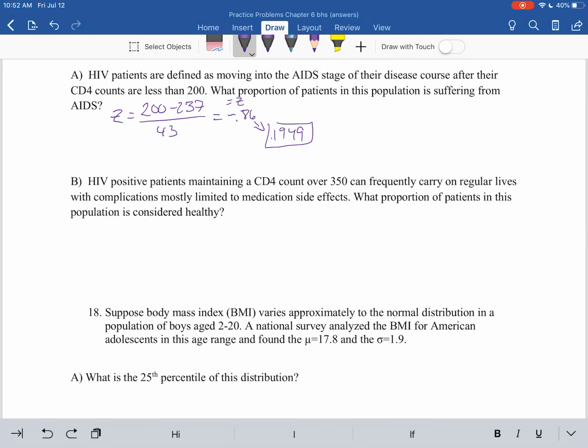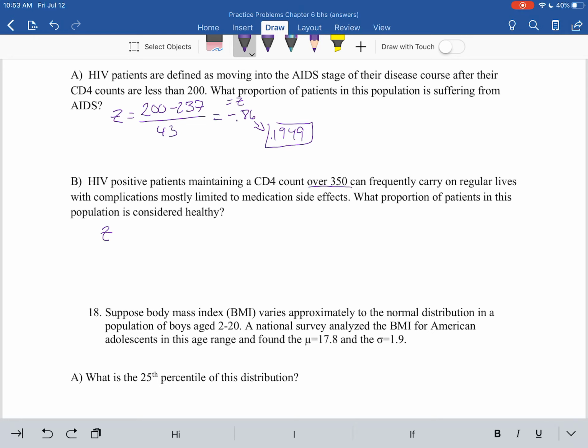Moving along, now we have an HIV question. The keywords we have to look for is over 375: over, above, greater than. So if we know we're going over, above, greater than, we're going to try to find our value and then take 1 minus that value, because remember, everything in our table is cumulative probability to the left. If we want to find over, we've got to take 1 minus that.